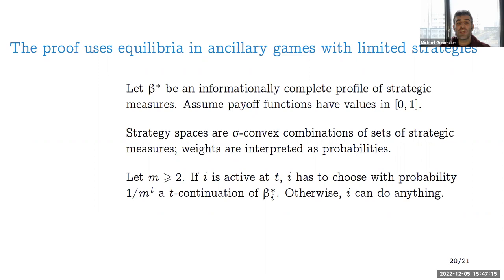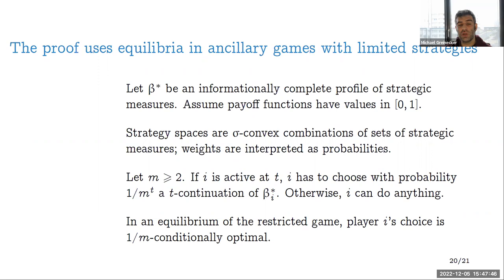Now, one thing that's relatively easy to say is that if they're restricted this way, they have to play something informationally complete, because every observable event happens in some period, and the parts of beta star that lead to these events will be played with positive probability. What's a bit more subtle is that we actually get the conditional epsilon optimality for all events. And the claim is, if we look at this restricted game, every player will play 1 over m conditionally optimal at each observable set. So how does this work?